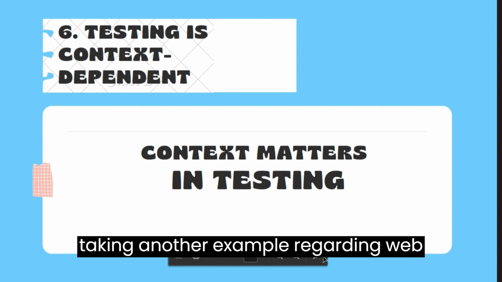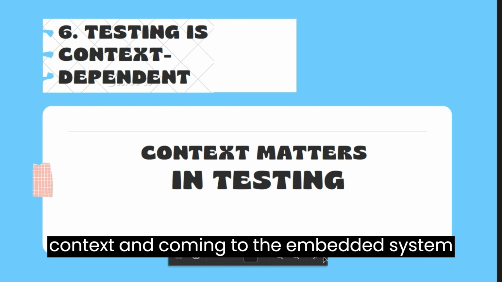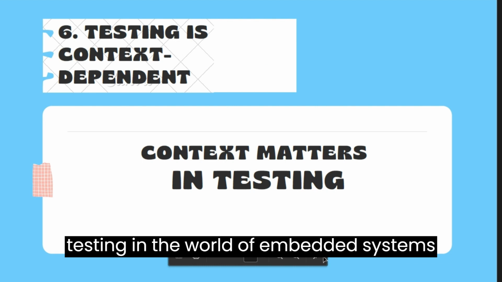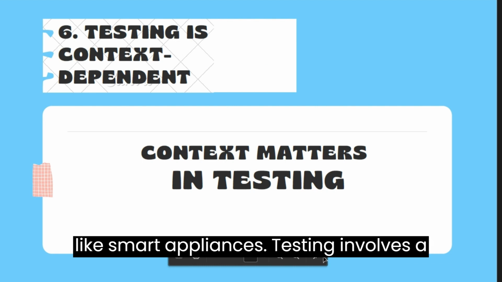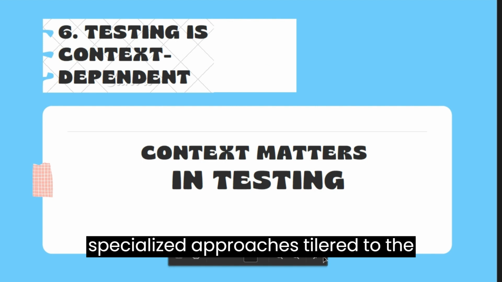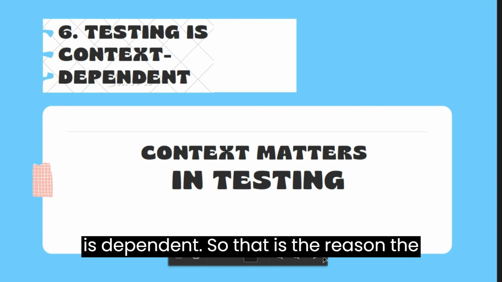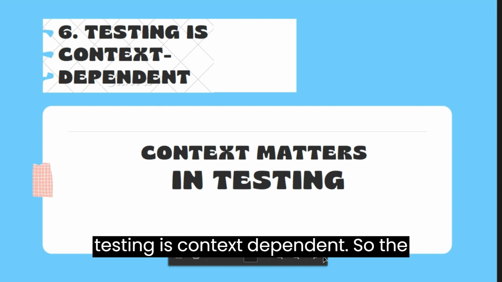So I'm taking another example regarding web application testing. Web application testing is a different context. And coming to embedded system testing, in the world of embedded systems like smart appliances, testing involves a completely different context. It requires specialized approaches tailored to the system requirements. So that is the reason testing is context dependent.